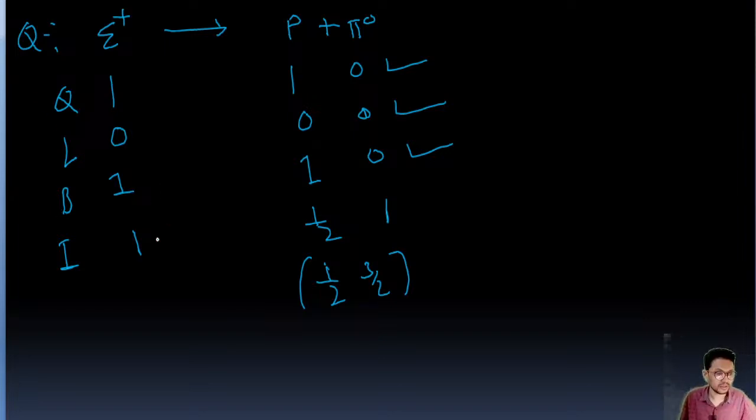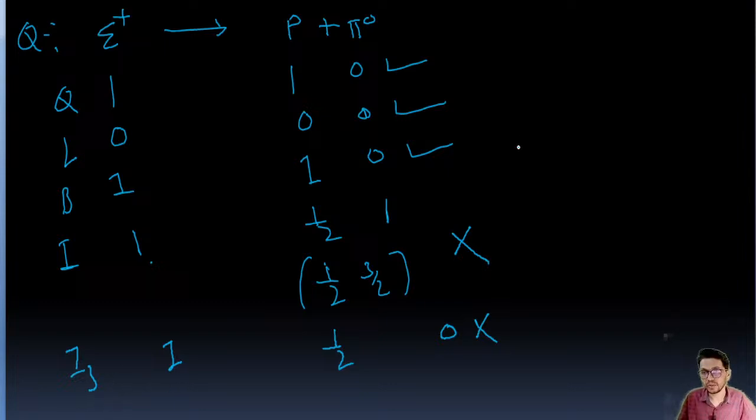Okay, this is 1 by 2, 3 by 2. So you can see these values are not matching, so I is not conserved, guys. Now we'll find I3. I3 is 1, and this is half, and this is 0. This is also not conserved. So I3 and I are not conserved, and delta S we can also find out for this.